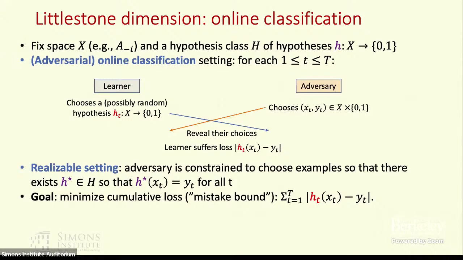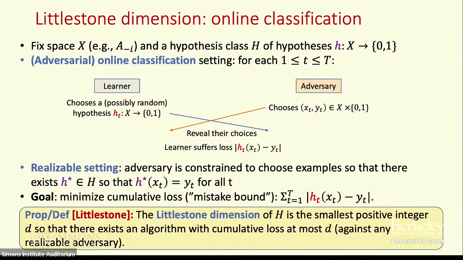In a realizable setting, the definition of regret collapses to what's known as cumulative loss or mistake bound, which is simply the sum over all time steps of the loss of the learner. This is because that comparative term in the definition of regret is 0. The Littlestone dimension of a hypothesis class is the smallest positive integer d so that there exists an algorithm whose mistake bound or cumulative loss bound is at most d, and this holds against any realizable adversary. So some of you may have seen Littlestone dimension defined in a different way, namely as the depth of the largest tree which is shattered by the hypothesis class. This definition is equivalent, and that was basically one of the most well-known results of Littlestone's paper back in the 80s. This algorithmic definition is a little more convenient for the purposes of this talk.